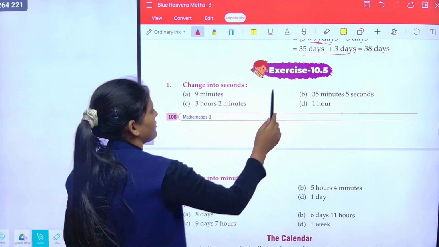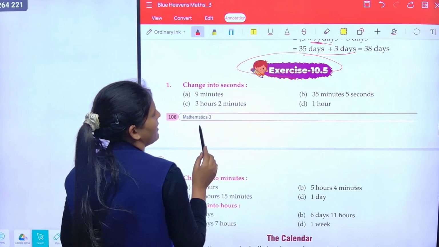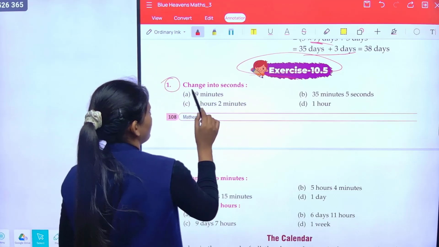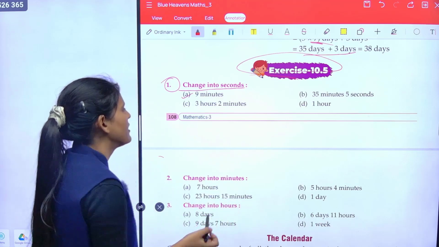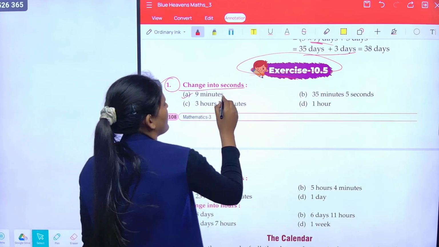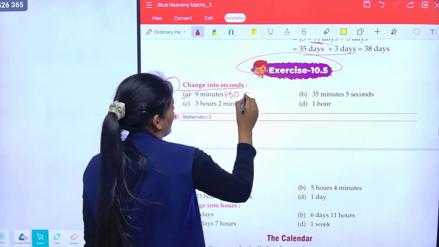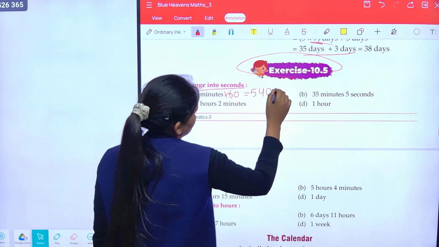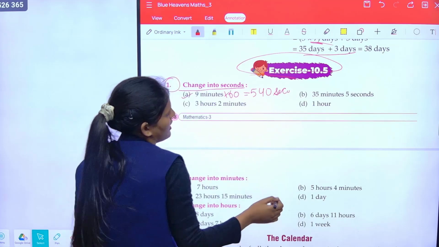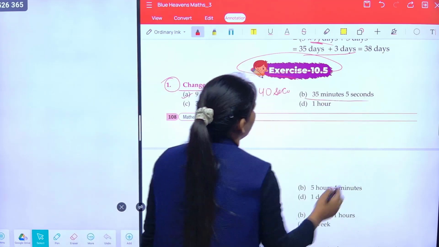Now come on exercise 10.5. Question number 1. Change into seconds. Now A part, 9 minutes multiplied by 60. 9 sixes are 54, so 540 seconds. Understood, class?